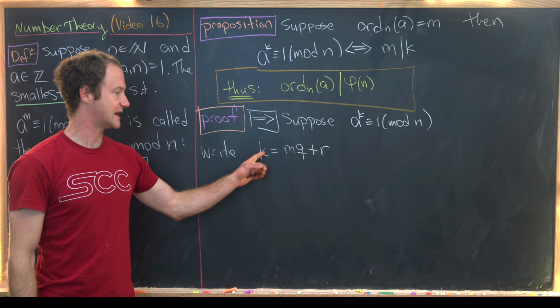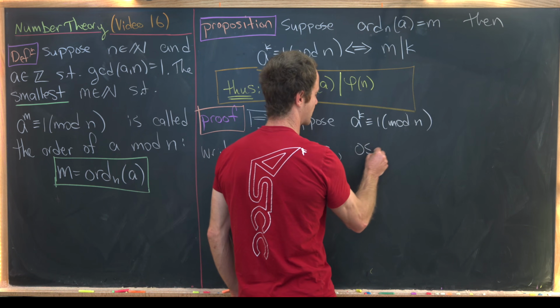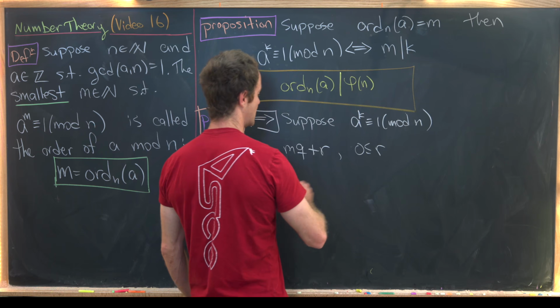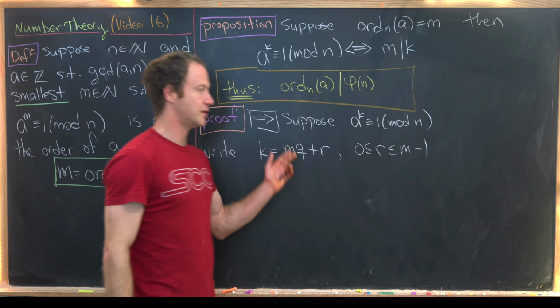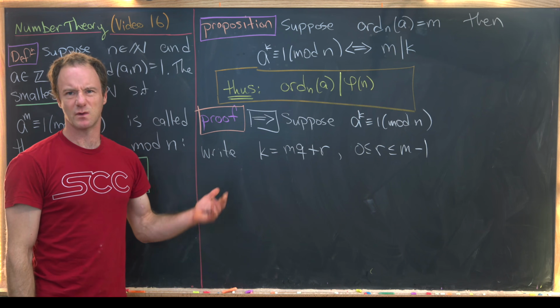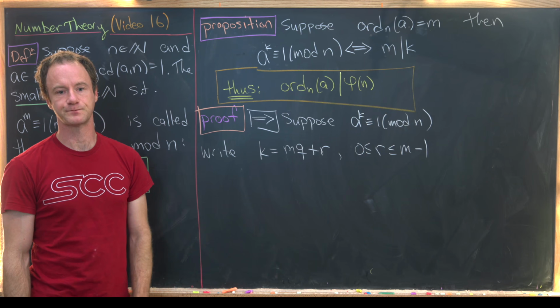So we've divided k by m and kept the remainder. Here our remainder goes between 0 and m, not including m, or including m minus 1, depending on how you want to write that inequality. That's how I'll write it here.